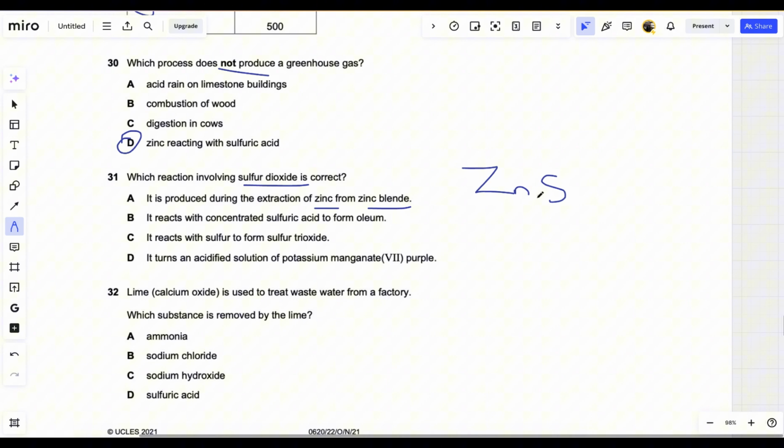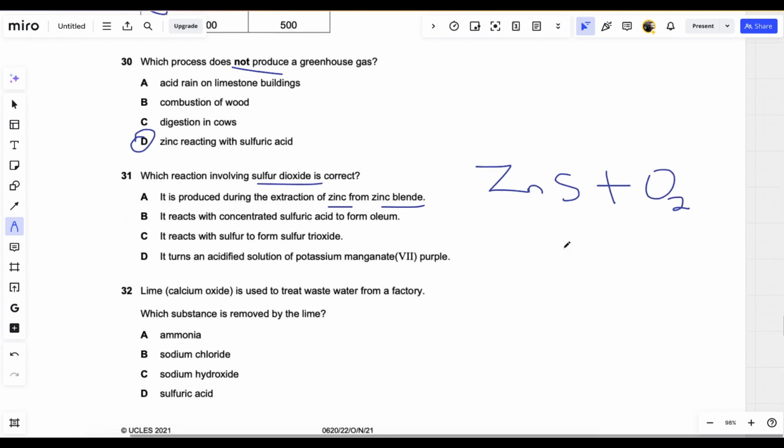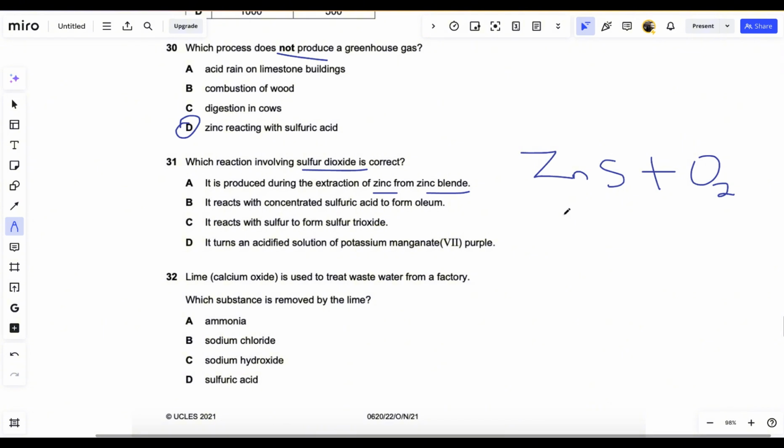This zinc sulfate, this is called zinc blende. When you are producing zinc from here, the reaction involving sulfur dioxide is correct. Sulfur dioxide is produced because you burn it in oxygen. You burn it in oxygen and you produce sulfur dioxide. Remember that.